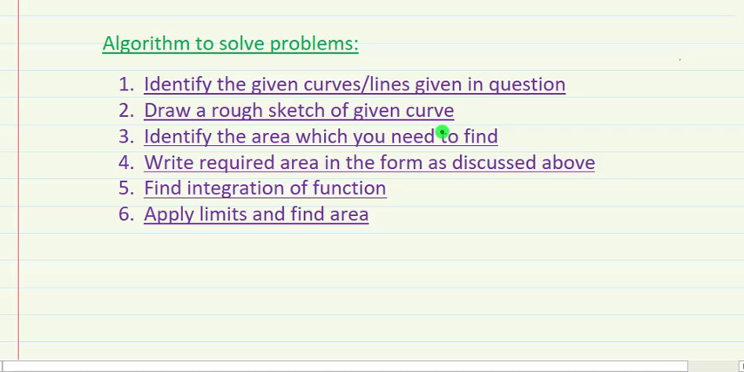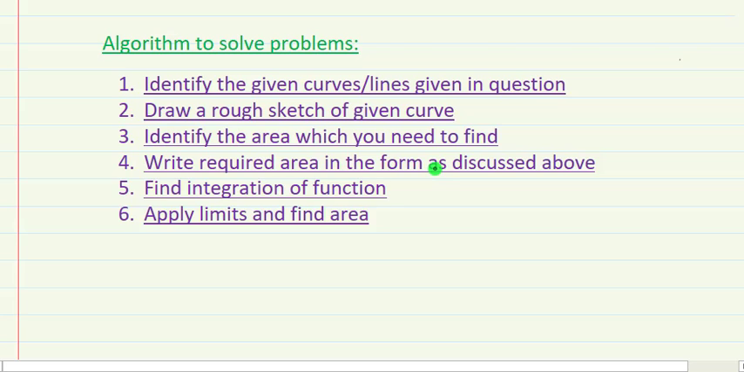Third point is identify the area which you need to find. As I have shown you in the above curves, first of all we'll draw the curve and then we'll mark the area which we need to find out. So identify that area. Number 4, write the required area in the form as I discussed above.